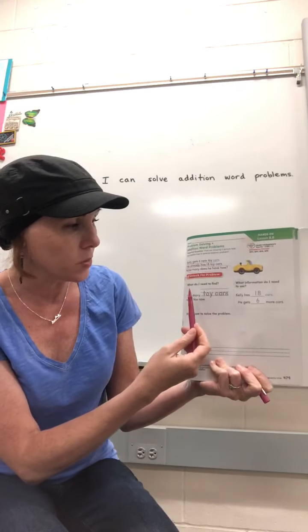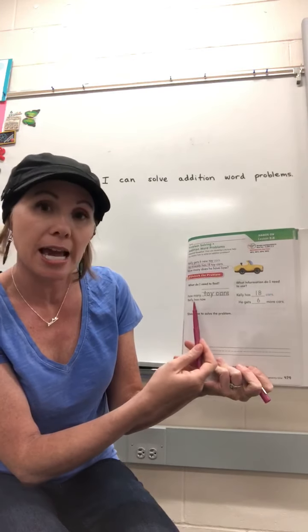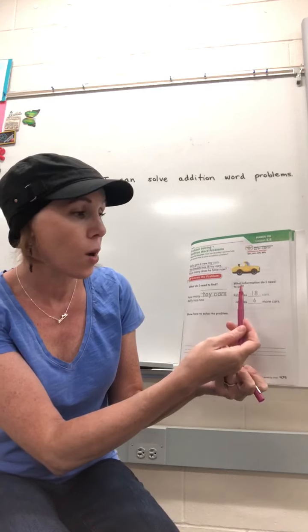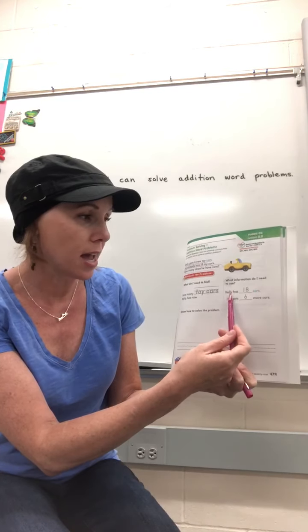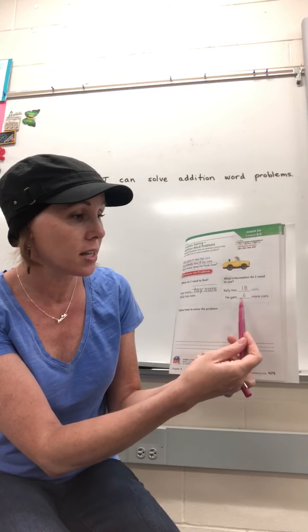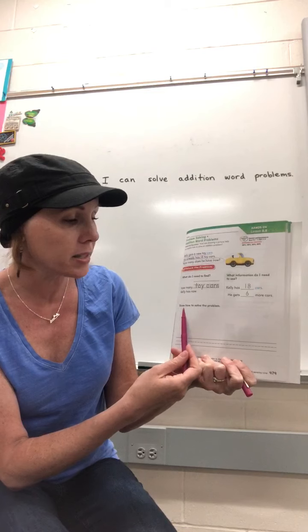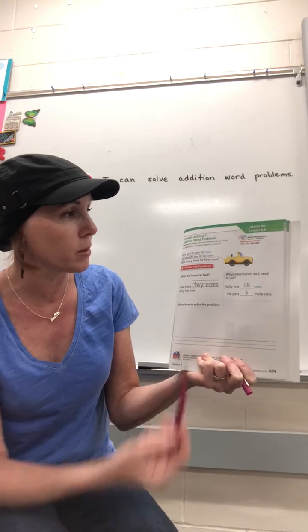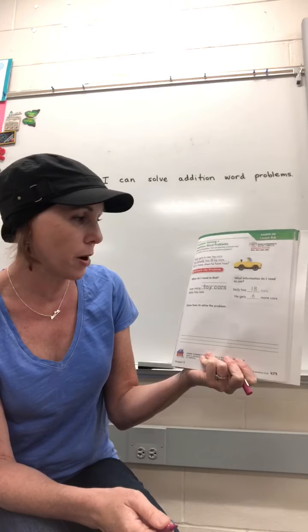It says, what do I need to find? How many toy cars Kelly has now? What information do I need to use? So that's the information they give you. Kelly has 18 cars and he gets 6 more cars. And then in the box it says, show how to solve the problem. So we're going to draw a picture to help us explain how to solve that problem.